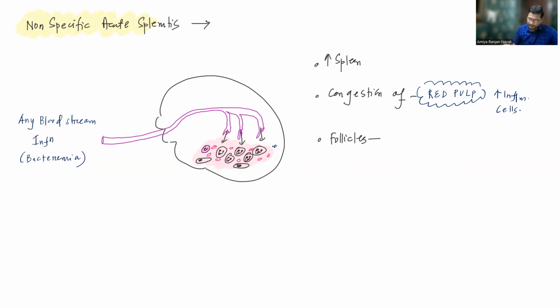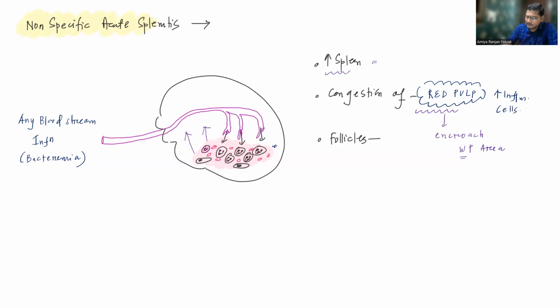Sometimes this congestion can be so severe that the inflammatory infiltrate can encroach upon the white pulp areas. Of course, there will be some proliferation of the white pulp area because it has the T lymphocytes and B lymphocytes, but there is predominance of red pulp congestion. There will be increased size of the spleen.